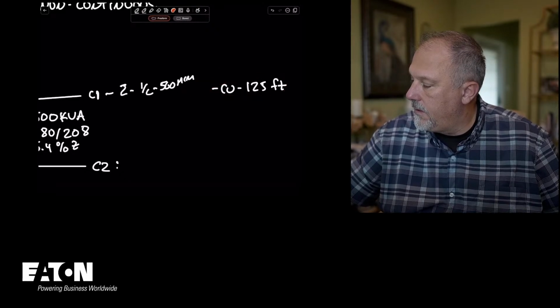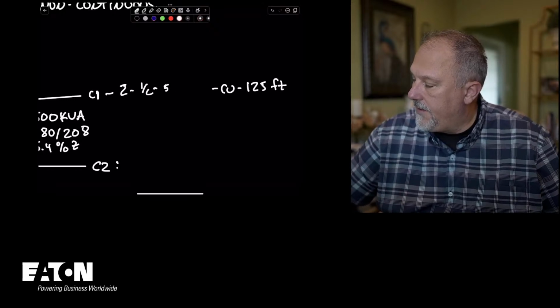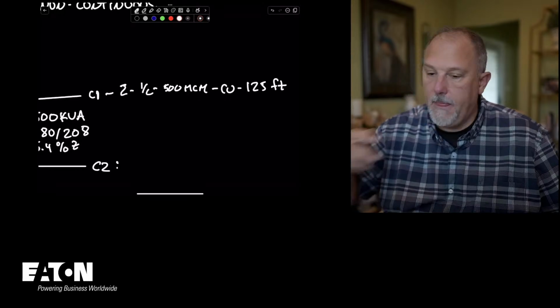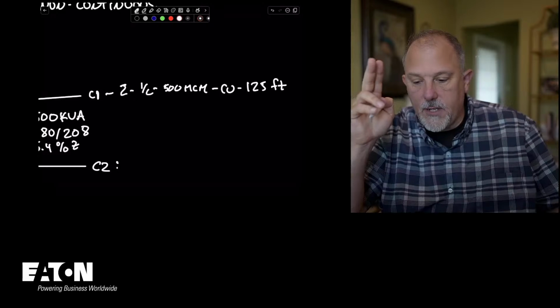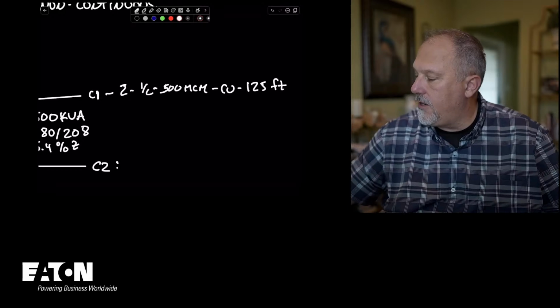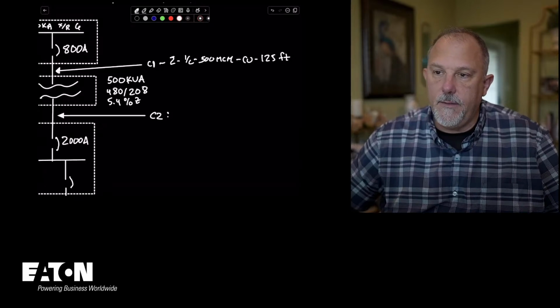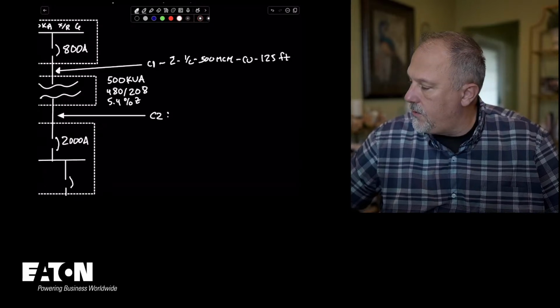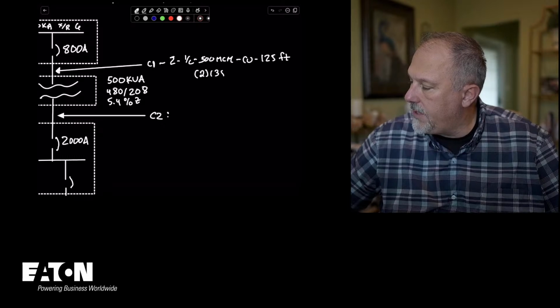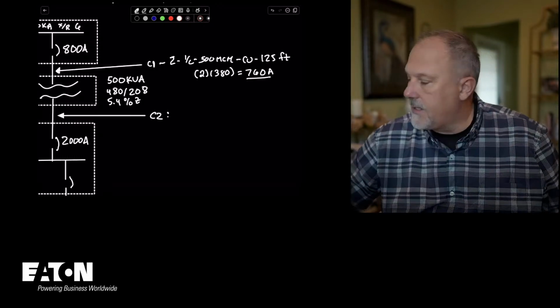Move that over. I'm going to delete this. 500 MCM. All right, so 2 single conductor, 2 sets, 500 MCM, copper, 125 feet. And just for everybody's edification, that would be 2 times 380, which is 760 amps. Right? So that's basically what that comes out to.